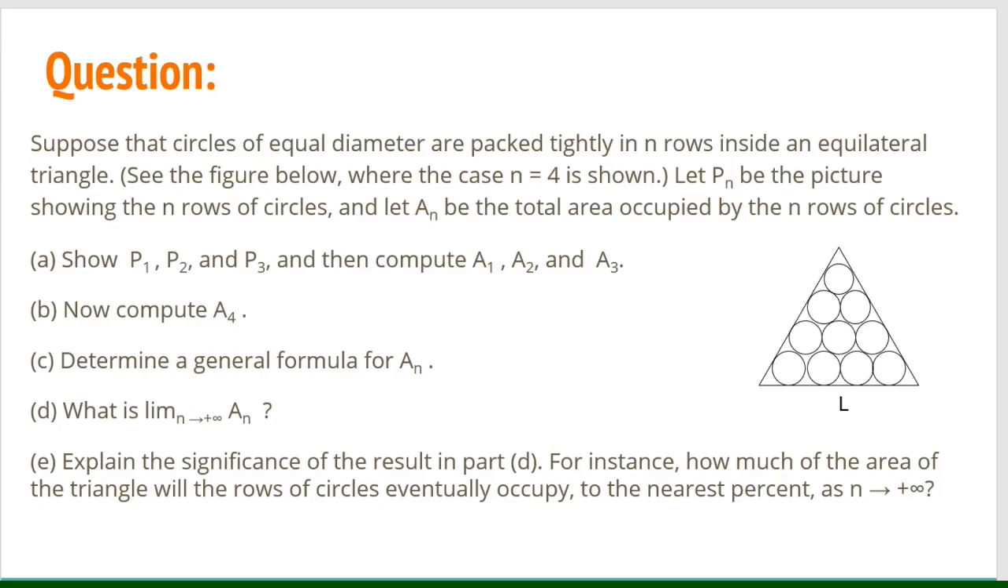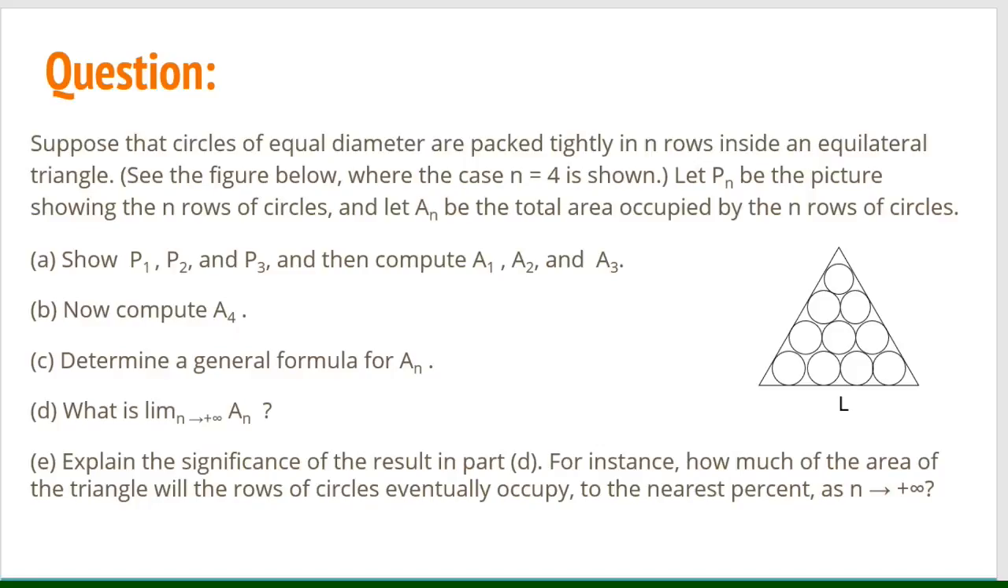Suppose that circles of equal diameter are packed tightly in n rows inside an equilateral triangle. See the figure below where the case n equals 4 is shown. Let P sub n be the picture showing the n rows of circles, and let A sub n be the total area occupied by the n rows of circles.